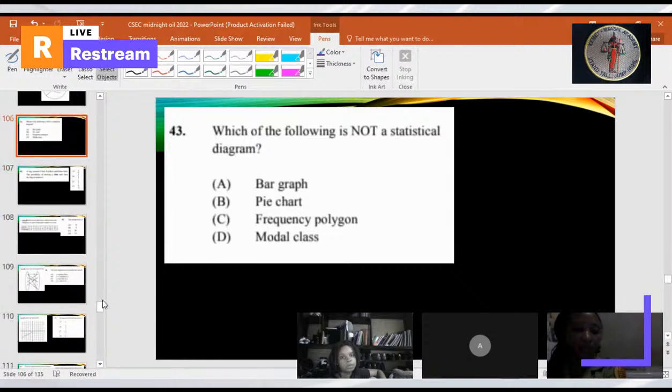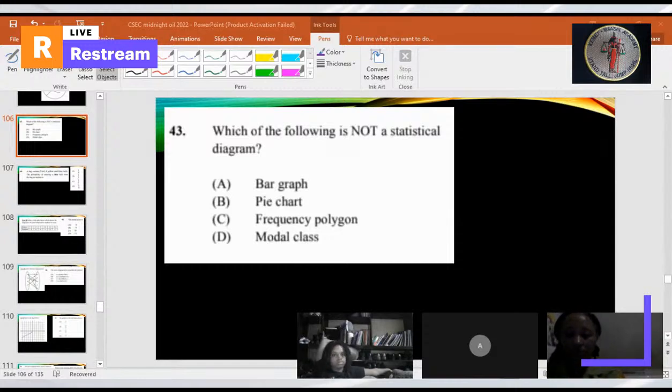Imani, number 43. Miss, number 42. Which of the following is not a statistical diagram? A, bar graph; B, pie chart; C, frequency polygon; and D, modal class. So a statistical diagram is a diagram that's used to represent data given.